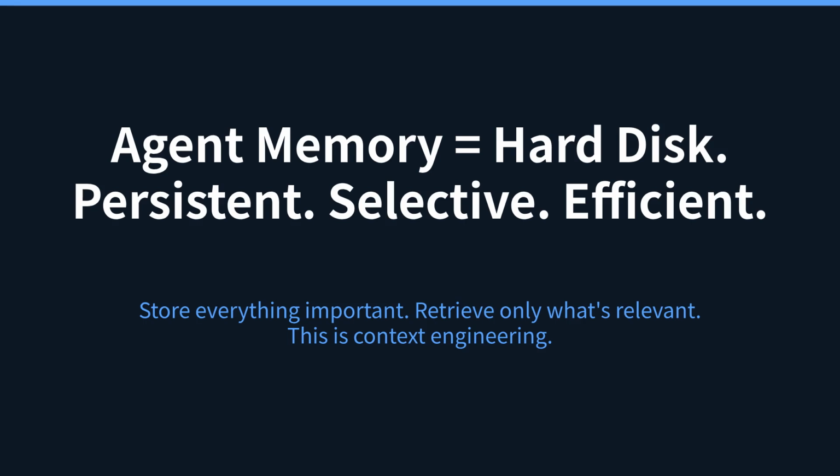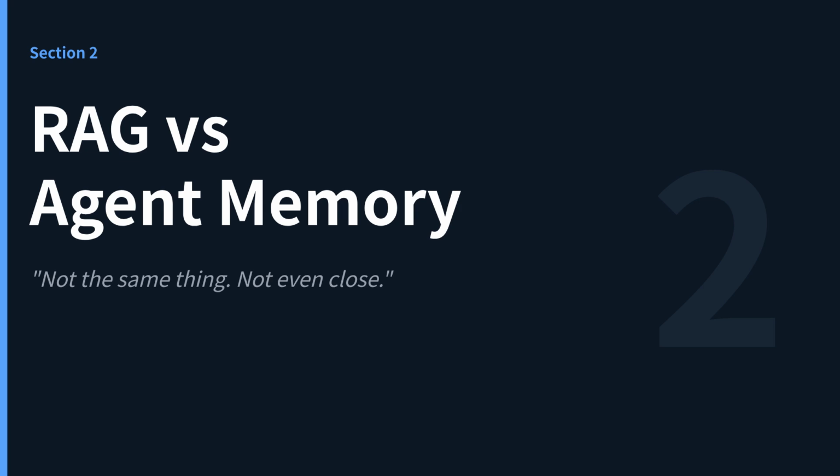So what's the solution? Agent memory works like adding a hard disk to the computer. Instead of keeping everything in RAM, the agent stores the important information, your preferences, past decisions, project context, in an external database. When you start a new session, it retrieves only the most relevant pieces and loads them into the context window. This approach is called context engineering, and it's the core skill behind every high-performance AI agent being built today.